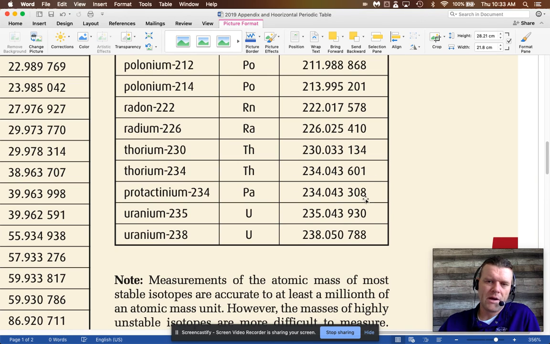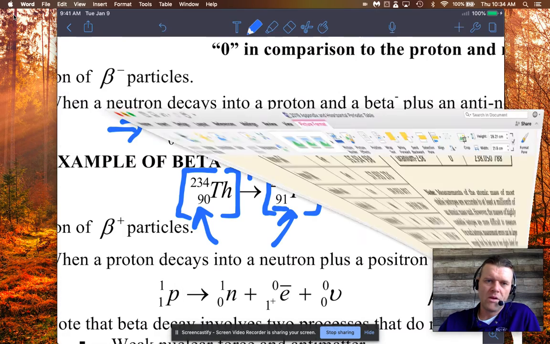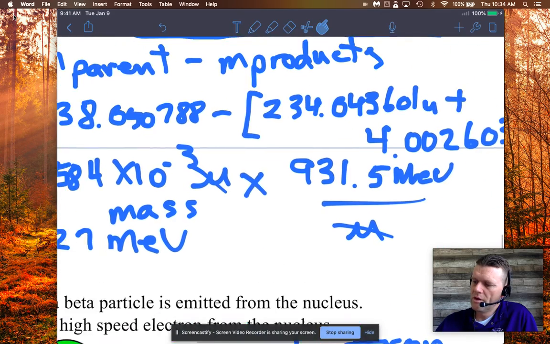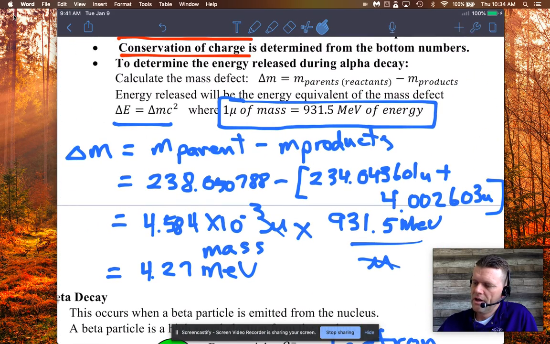You can see it's going to be really small here. It's like 601 minus 308 right there. And that little tiny amount of mass difference, you would multiply by 931.5, just like we did up here. Once you find that mass defect, then you can get the amount of energy released.